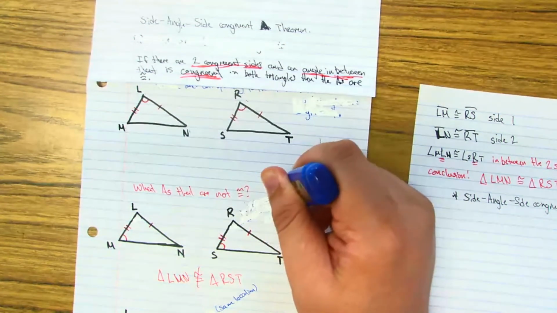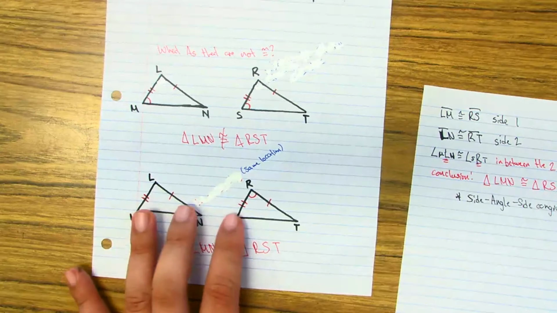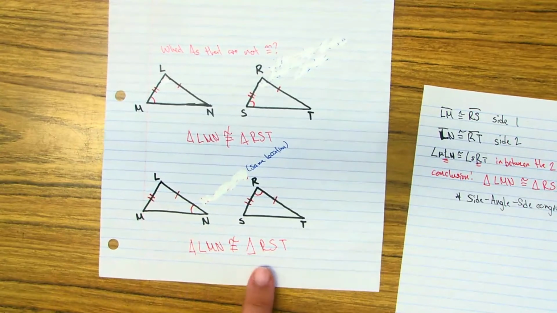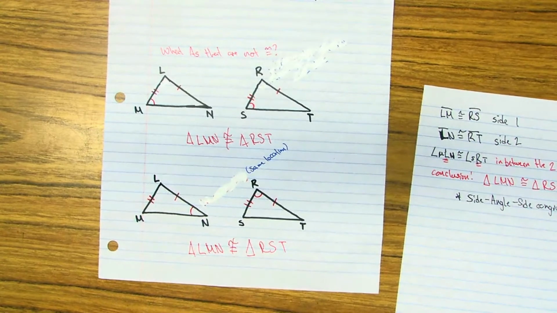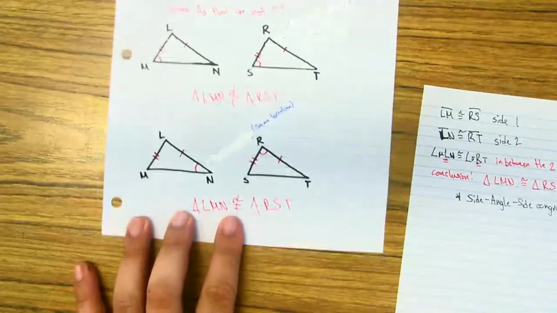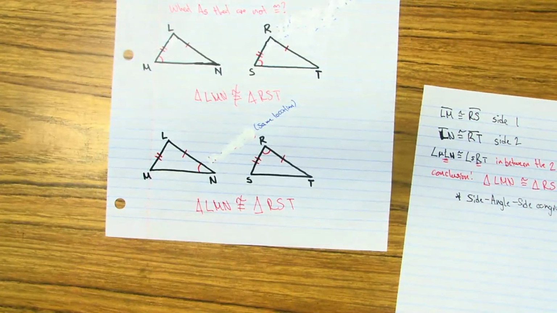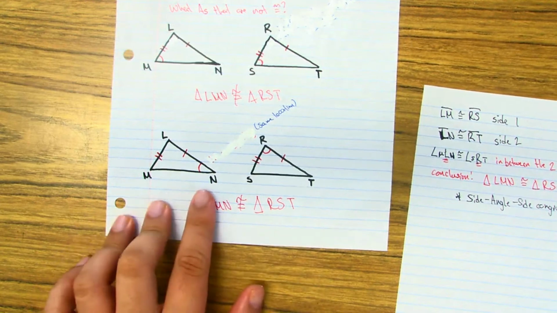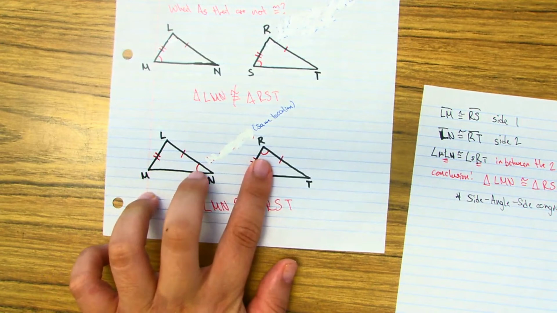Let me just erase this. Maybe here, the last example in the bottom here, right? Why isn't LMN congruent to RST? There's going to be multiple different answers, of course. So for this one, I'll just give it away, right? If you're observing it, look at angle N and angle R. It looks like it's a mistake, like an error.